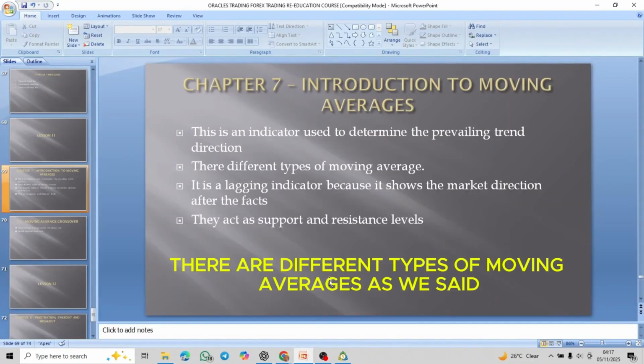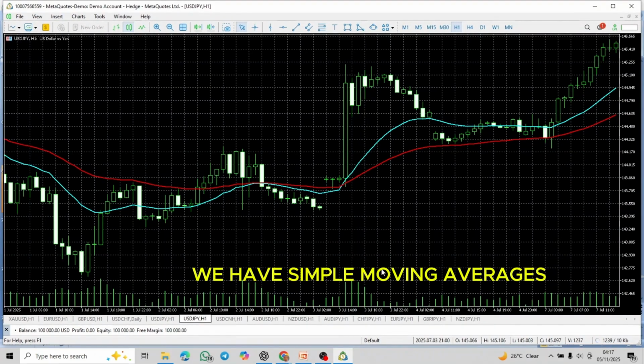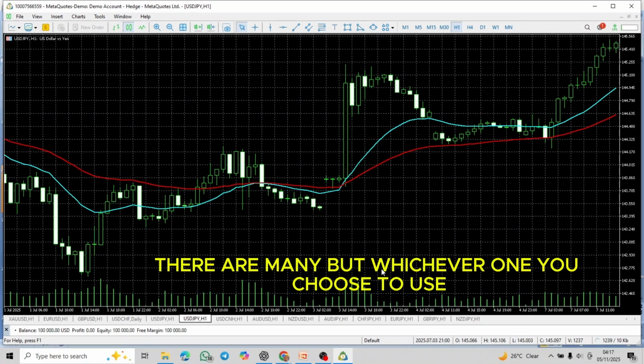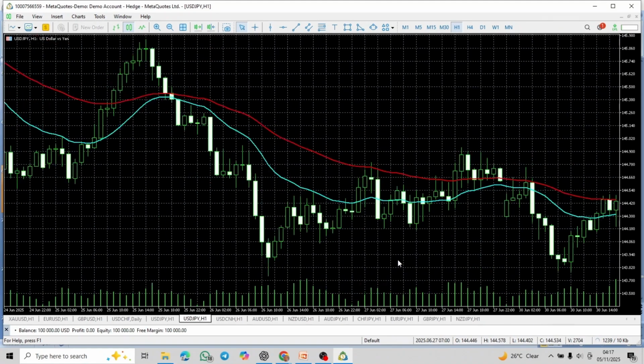There are different types of moving averages. As we said, we have simple moving averages, exponential moving averages, weighted moving averages, and all of that. There are many, but whichever one you choose to use, master it, and then have your strategy well built around it.